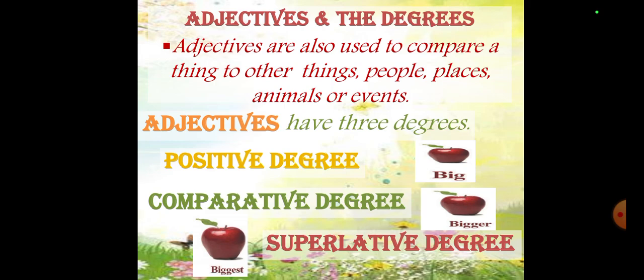Adjectives are also used to compare things, a thing to other things, people, places, animals or events. So if you have one thing and we can compare it to more things, that is called the degrees of adjective. Adjectives have 3 degrees: positive degree, comparative degree, and superlative degree.